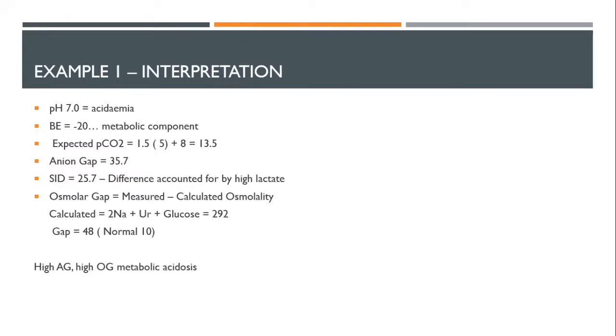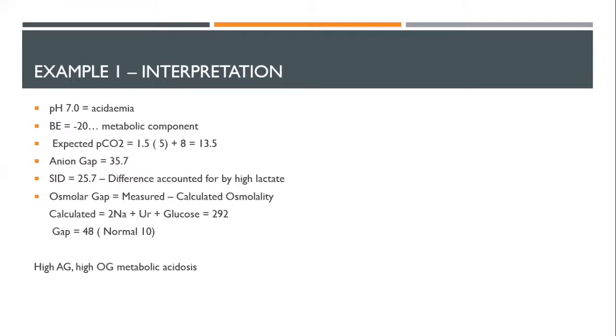Calculating her anion gap, we said it was her sodium plus her potassium. If you cast your minds back, you add those two together and you subtract the chloride plus the bicarbonate. And that gives us a very elevated value at 35.7. Her strong ion difference is 25.7, and that's accounted for mostly by that high lactate that was 15.